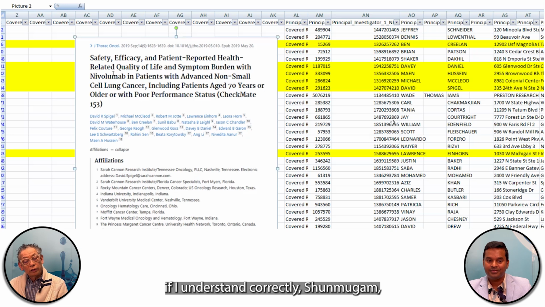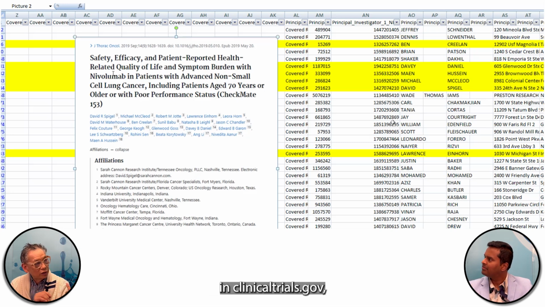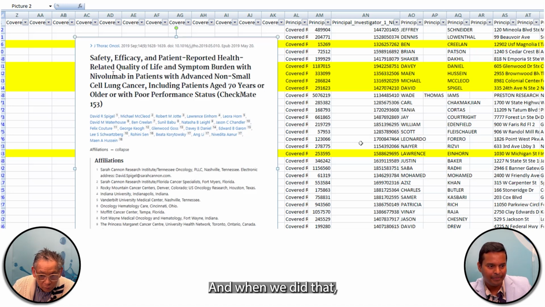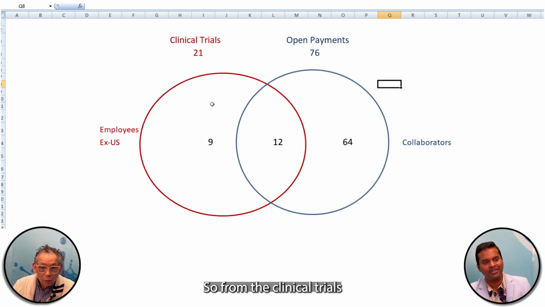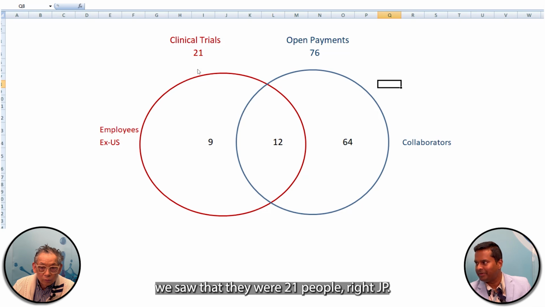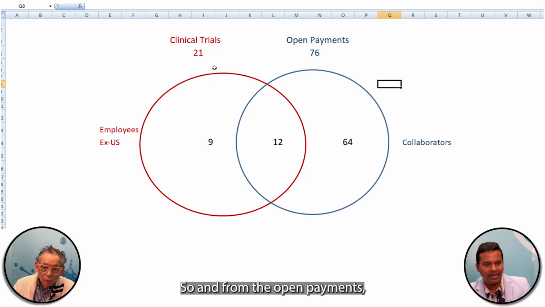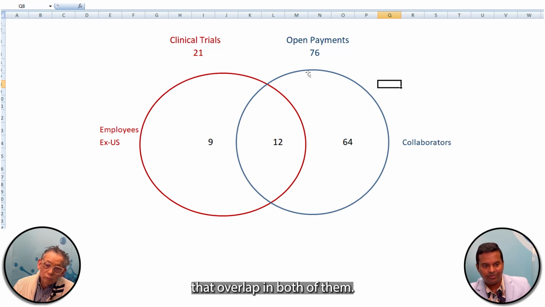I see. So if I understand correctly, the guys in white here don't appear in ClinicalTrials.gov, but they appear here, and we have the money for those guys as well. Exactly. So we can expand our targets. And when we did that, we did a Venn diagram on how it would look. From the clinical trials, we saw there were 21 PIs. And from the Open Payments, there were 76 of them. Oh, many, many more. And there were like 12 people that overlapped in both.